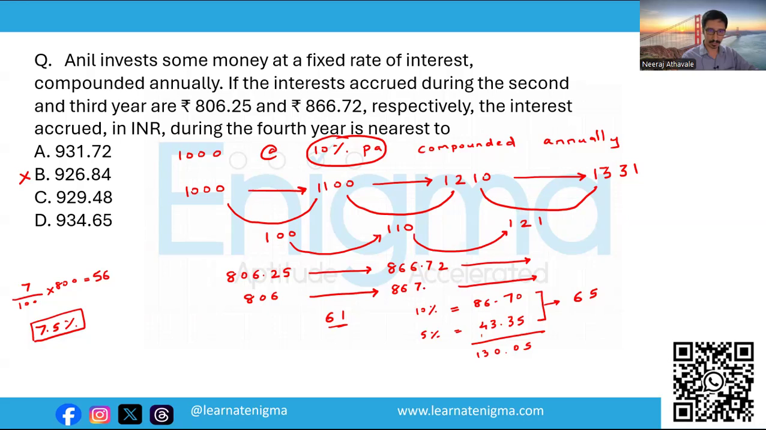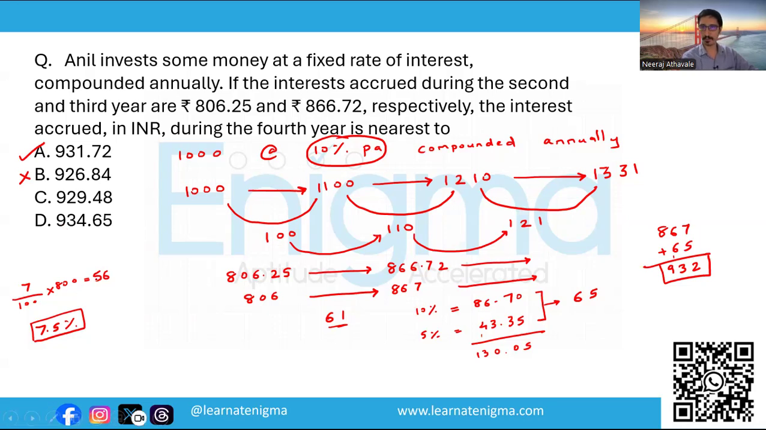Okay, so 867 plus 65, we get the answer as 86 plus 7, that is 932. Now the nearest answer to 932 is option A, 931.72. So that will be our answer.